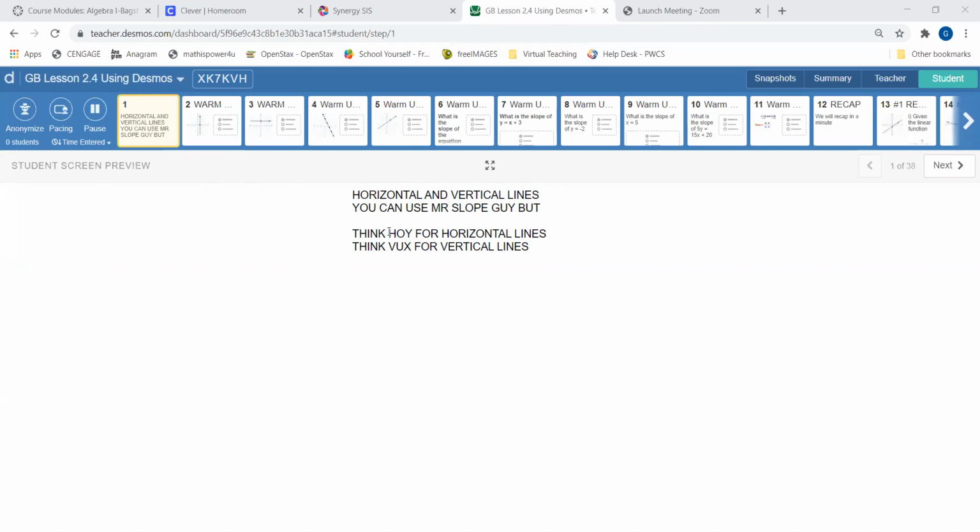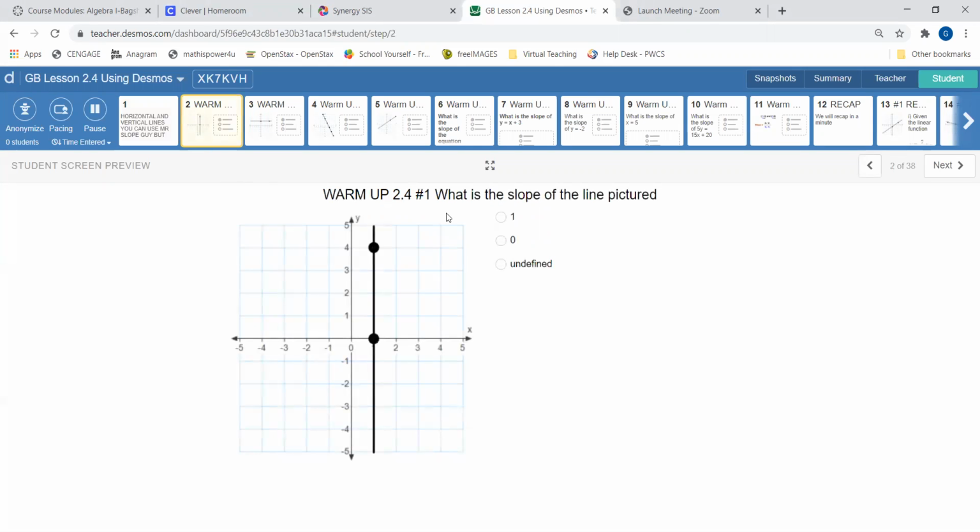Horizontal and vertical lines, I want you thinking about these words HOY and VUX. The middle letters will tell you the slope. So horizontal is zero slope and vertical is undefined slope. And if we're writing the equation for a horizontal line, it'd be y equals a number. Or for our vertical lines, it would be x equals a number.